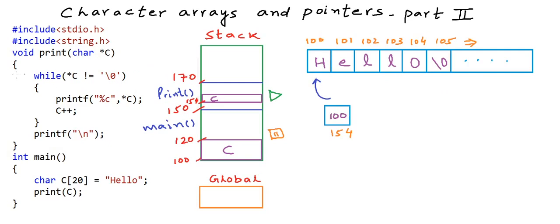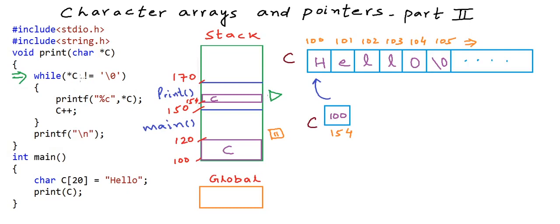Now let's come back to our program execution. Let's say we are here initially. I'll mark the statement that is executing by this green arrow. Let's name these two guys. This guy is c, an array local to main, and this is also c, but it is a character pointer local to print.